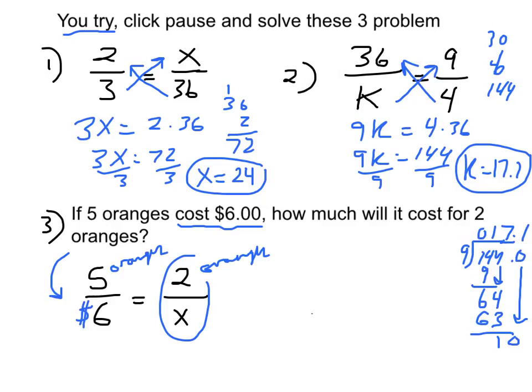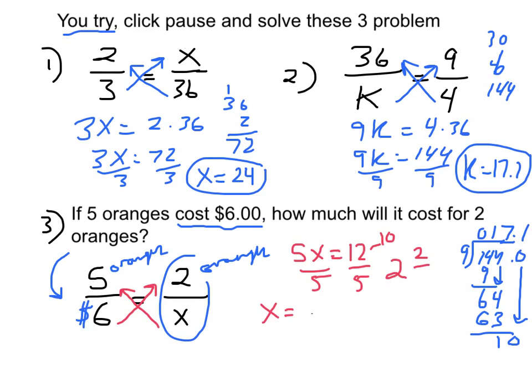Alright, the word problem. If 5 oranges cost $6, how much will it cost for 2 oranges? Find the cross products. 6 times 2 and x times 5, I would end up with the equation 5x equals 12. If I divide both sides by 5, I get x equals 12 divided by 5. So I'm just going to reduce this fraction. 5 goes into 12, 2 whole times. 12 minus 10 is 2. So it's 2 2/5. But I'm talking about money with dollars and cents. 2 2/5 is 2.40. So it would cost $2.40.